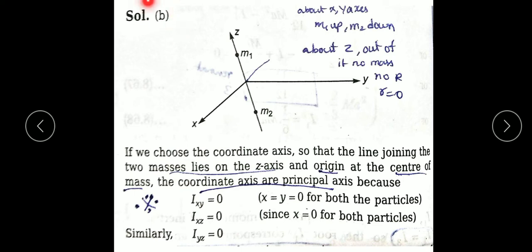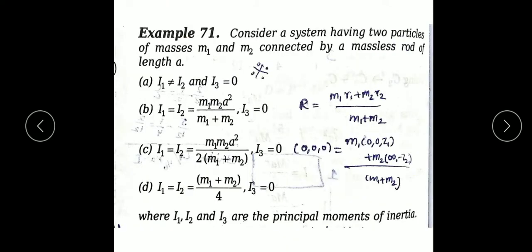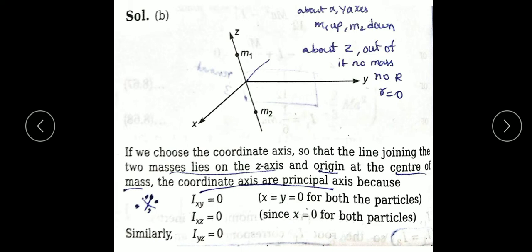The answer for this problem is B. So this is the correct option B. Let us see how it is so. According to the question, this is the possible diagram.